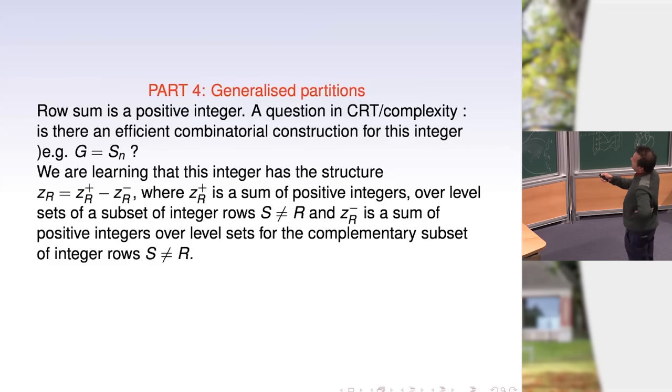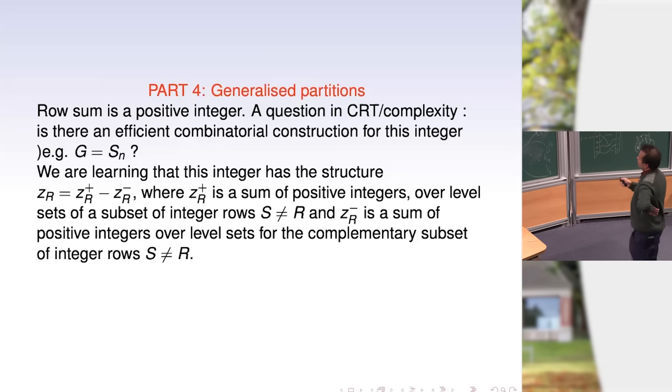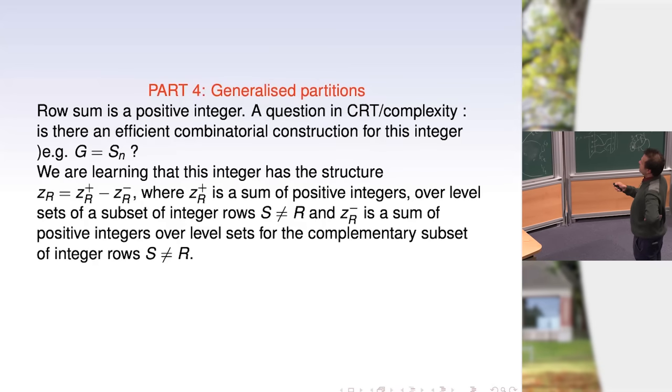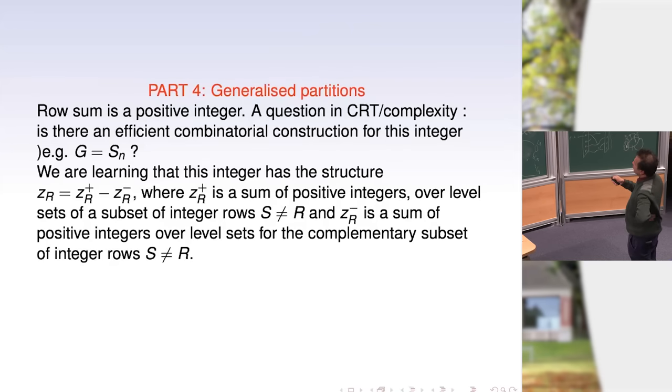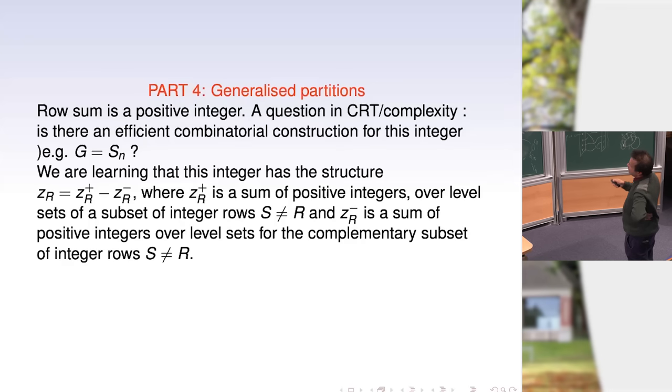So this is a well-known fact, the row sum is an integer, and this positive integer is something of interest in complexity theory and combinatorial representation theory. For example, you know that it is a positive integer for Sn, although some of the entries could be positive or negative. One question is: is there an efficient combinatorial construction for this positive integer for Sn? How efficient is it if there is one, and so on.